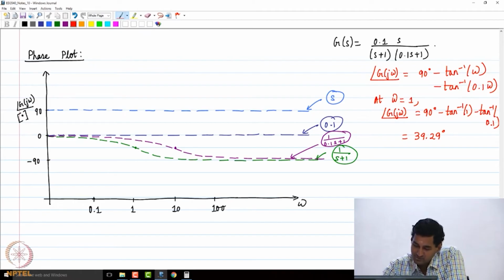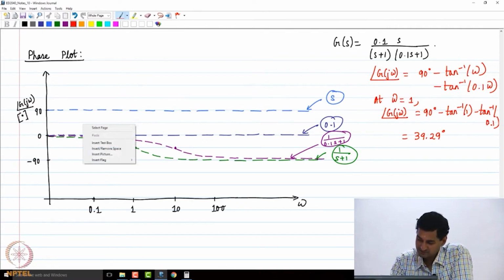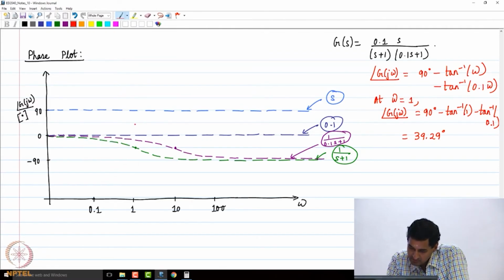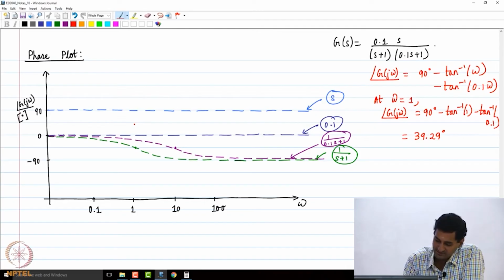So at omega equals 1, the phase is going to be approximately 39.29. So this value is something like 39.29. Okay, so that's the value.